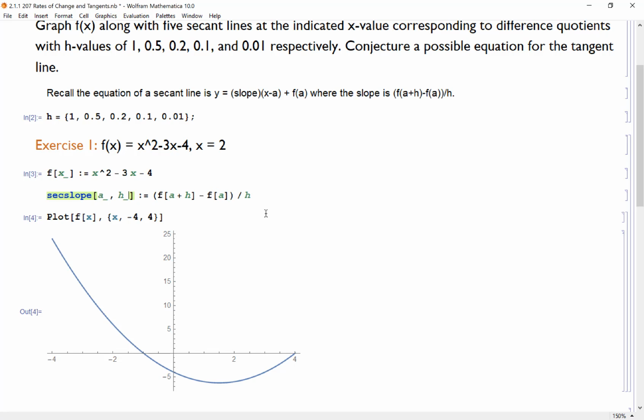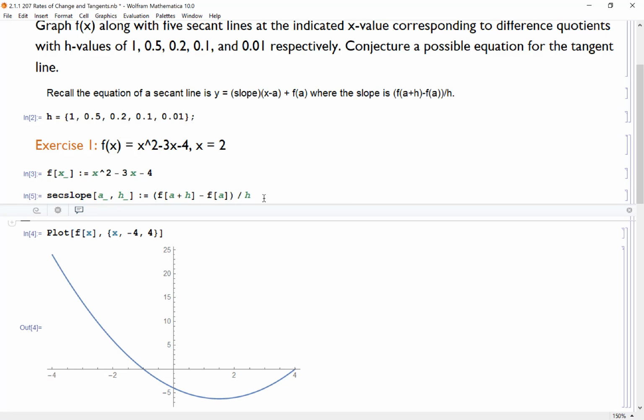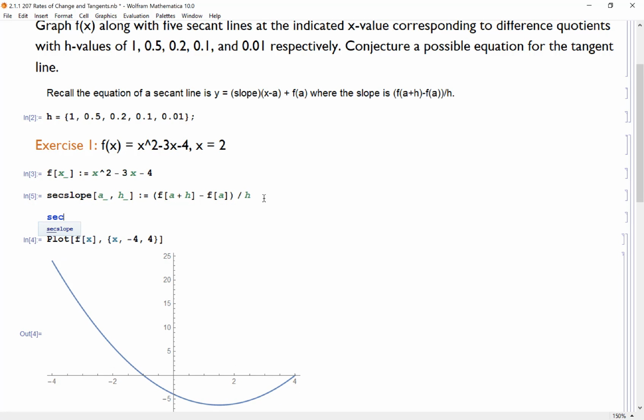So I need to put in h, and notice when they're green, that's telling Mathematica that those are all variables in my function. So there's secant slope, and we could also make a secant line function that needs 3 variables, a and h, and then x as well. So that way we can plot it.